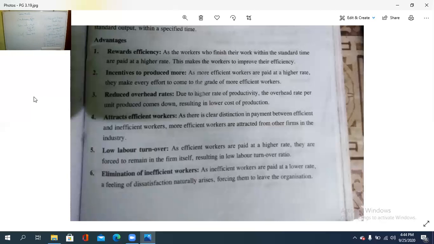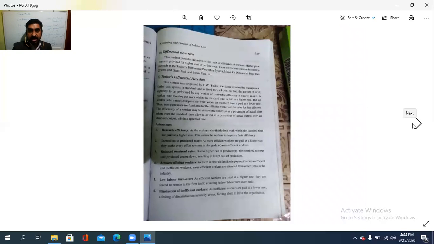That is, they will try to make the inefficient worker efficient, and if that is not possible, there is no escape. That is what is intended. So that is the elimination of inefficient workers. As inefficient workers are paid at a lower rate, a feeling of dissatisfaction arises, forcing them to leave the organization. So these are the merits with regard to Taylor's differential piece rate system. What all are there? Rewards efficiency, then incentive to be produced more, then reduced overhead rate, attracts efficient workers from other firms, low labor turnover, and elimination of inefficient workers. So that is the merit.